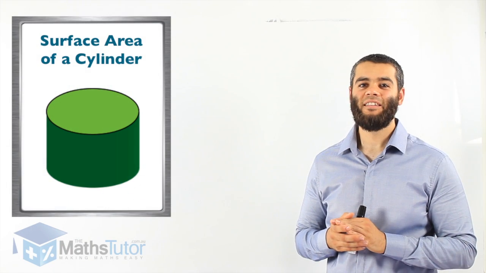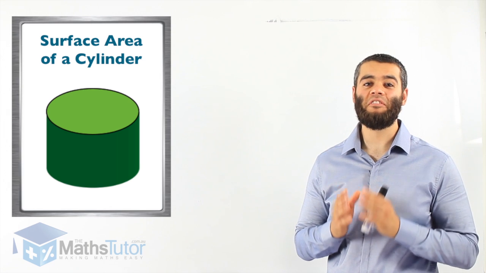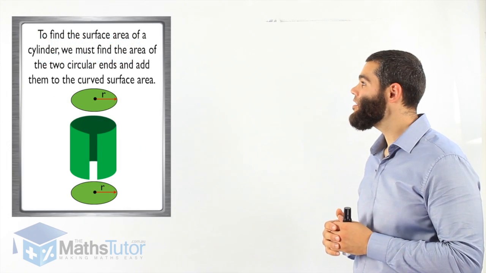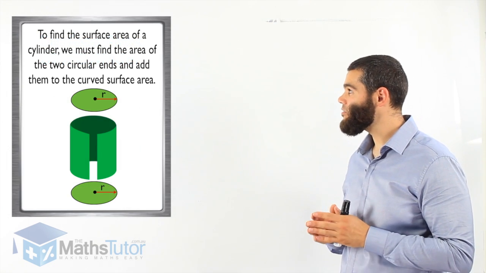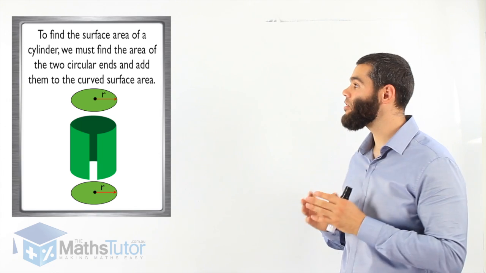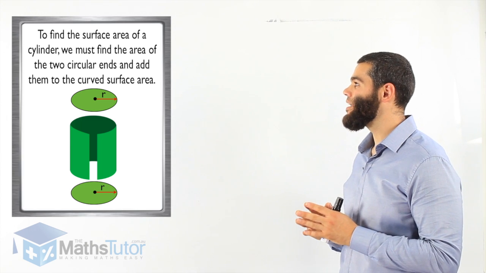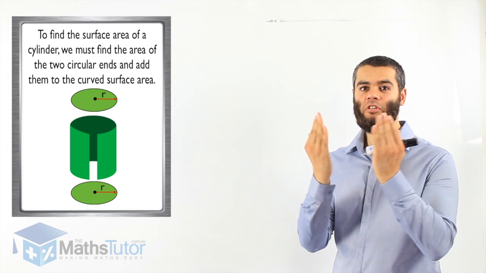Hey guys, today I'm going to show you how to find the surface area of a cylinder. To find the surface area of a cylinder, we must find the area of the two circular ends, the top and the bottom, and then add them up to the curved surface area.